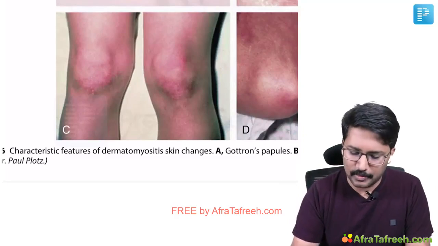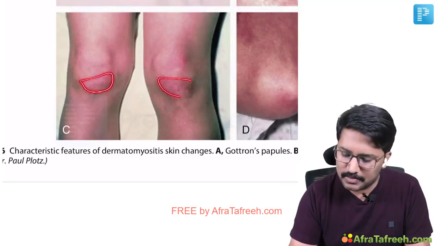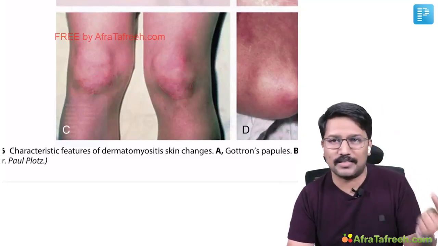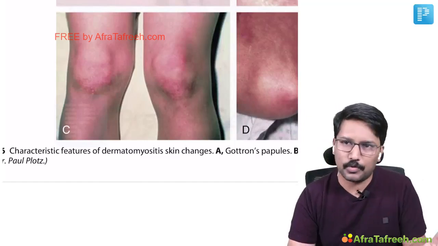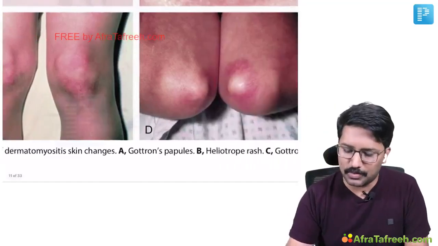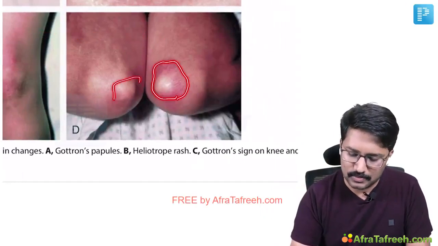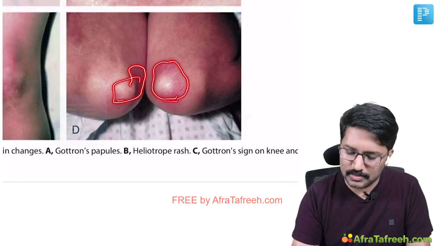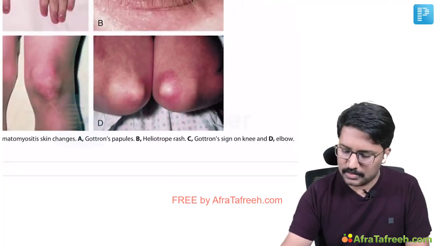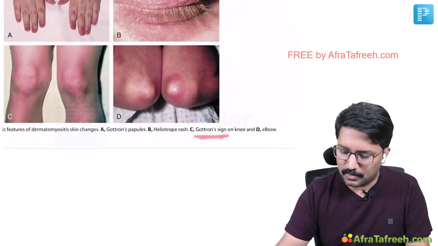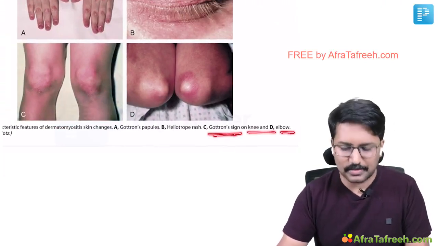You can clearly appreciate the rash presence here, and I had told you that it is usually seen on the extensor surfaces, mainly on the bony prominences. So that point holds good here. Again, one more such rash on the elbows, right? So again, bony prominences, erythematous rashes. So all these are called Gottron's sign on the knee, on the elbow. Gottron's sign or Gottron's rash.